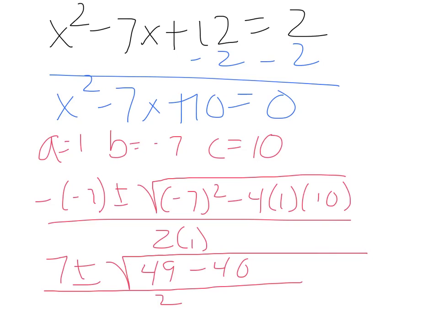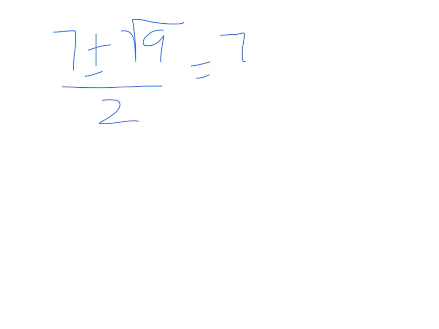It's negative 7. Okay? What's 49 minus 40? 9. So we would end up with 7 plus or minus the square root of 9 divided by 2. What's the square root of 9? 3. So this would equal 7 plus or minus 3 over 2. So now here's where you need to take your two answers. One of the answers is 7 plus 3. What's 7 plus 3? 10. So one of the answers is 10 over 2.